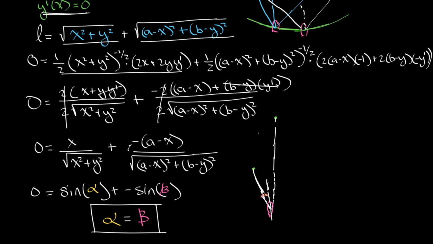Here, we'll call this one alpha, and this one will be beta. That these angles are going to be the same, and that could be for any string setup. You hold the string anywhere else, these angles are going to be equal. That's what this answer is saying, and that's pretty cool.